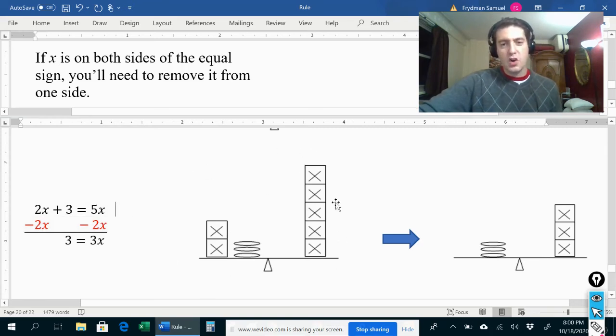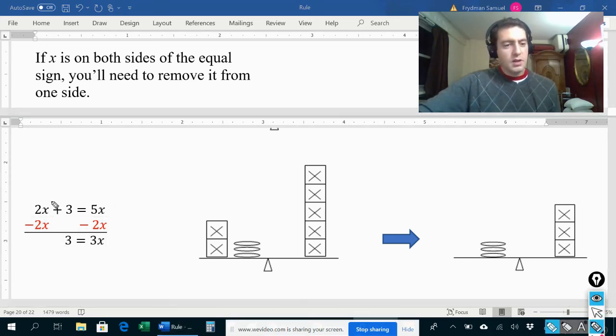So again, this is what it started out as. If we take away 2 x's over here and we take away 2 x's over here, then we end up with 3 stones and 3 x's. Okay, so that's what we see here. We can cancel these out, and then we're left with 3 on the left side and 3 x's on the right side. Okay, now it might be pretty obvious now how many stones is equal to 1 x box, but let's just continue. So now we have the equation 3 is equal to 3x.